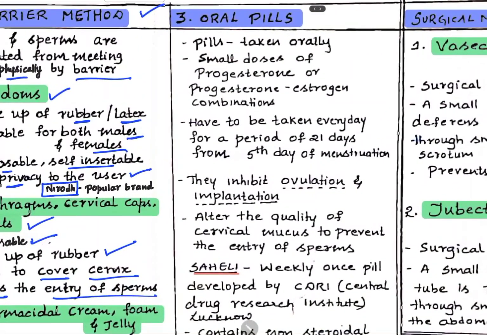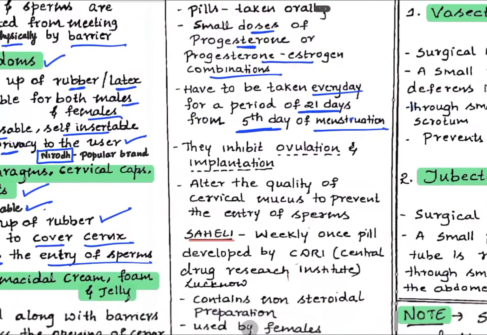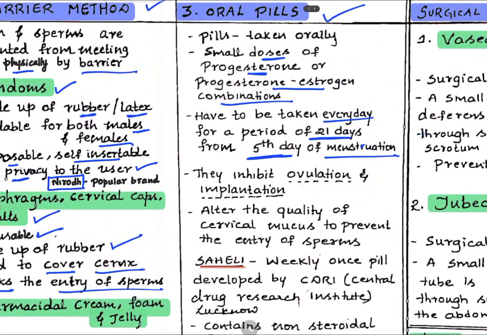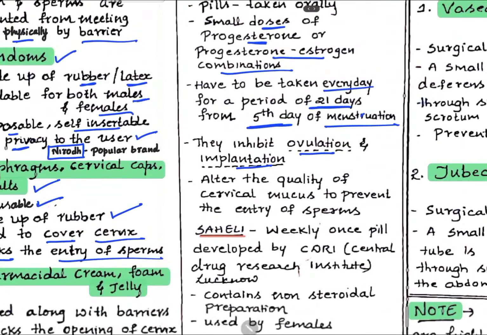Next is oral pills. See, pills are taken orally. They are nothing else but the small doses of progesterone or progesterone-estrogen combination, and these pills have to be taken every day for a period of 21 days, that is starting from 5th day of menstruation. These pills inhibit ovulation and implantation. They alter the quality of cervical mucus to prevent the entry of sperms.